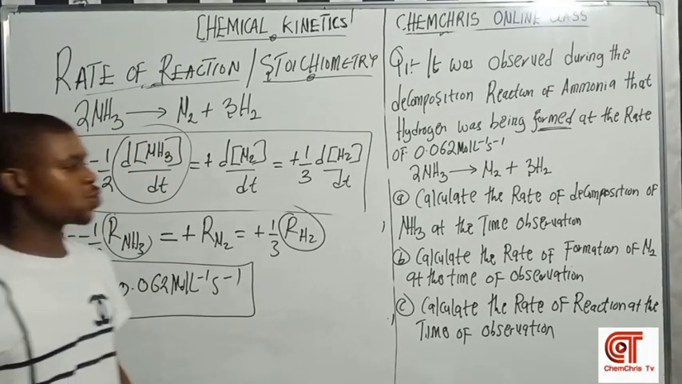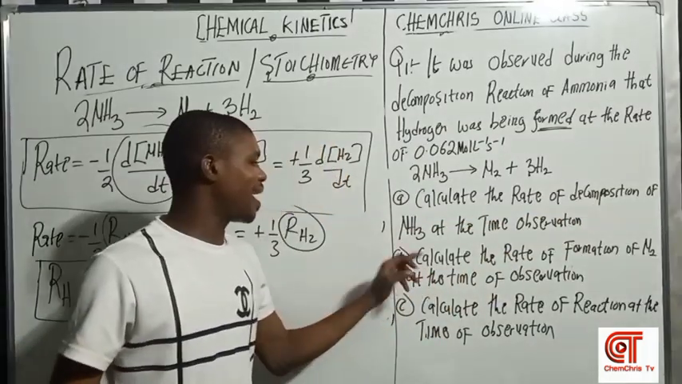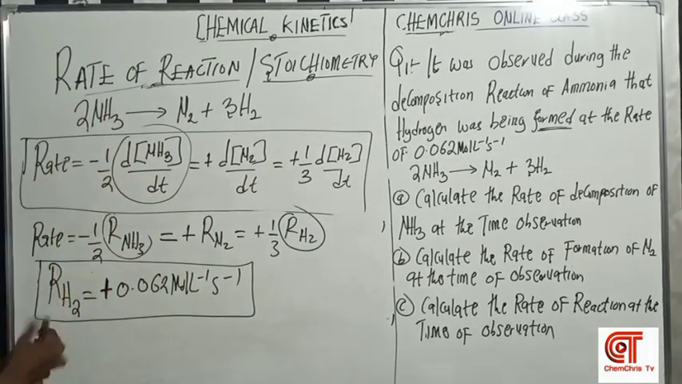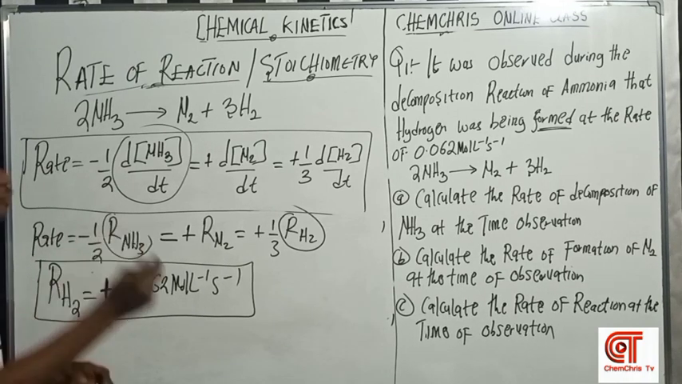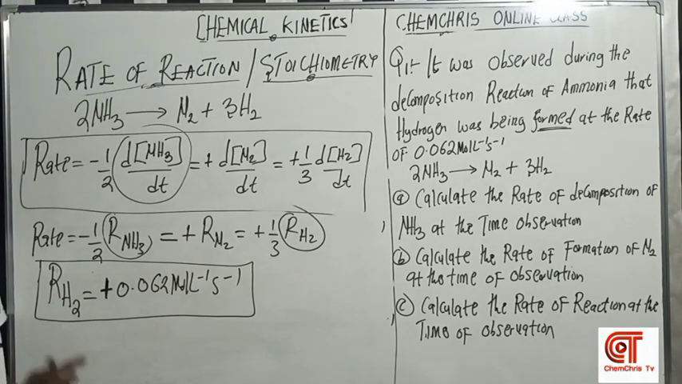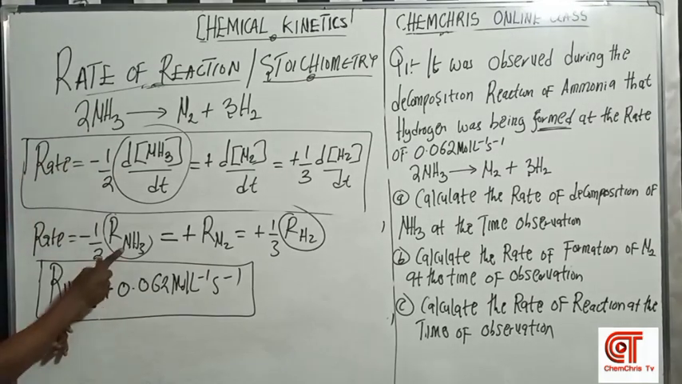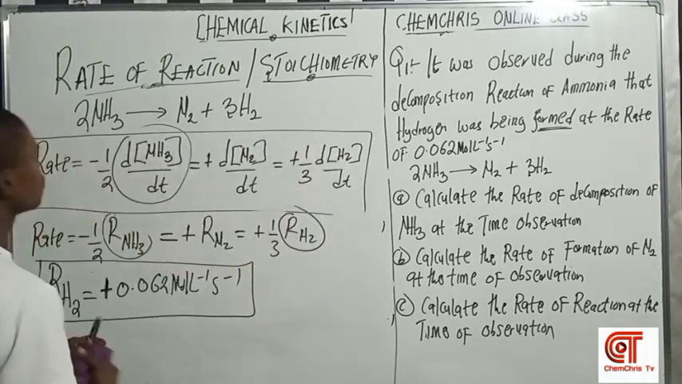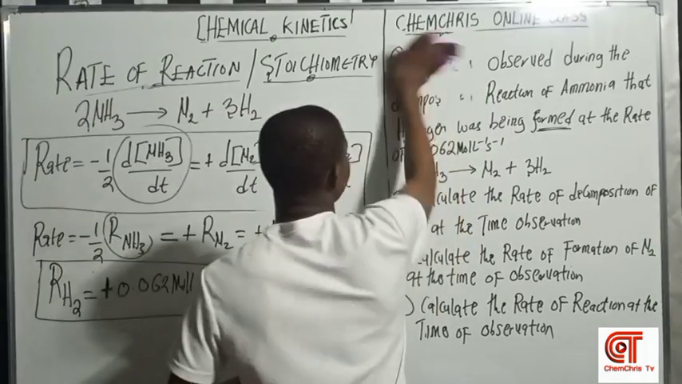Now, look at the first question here. Yes. It says calculate the rate of decomposition of NH3 at the time observed. Now, from this further one here, we can get the rate of decomposition of ammonia. We can also get the rate of formation of N2. Do you understand now? So from this value given to me, I can get this one. So for me to do that here, let me write this place here.